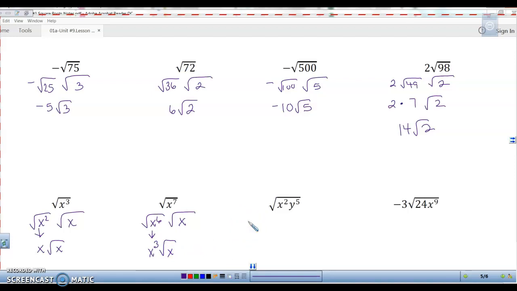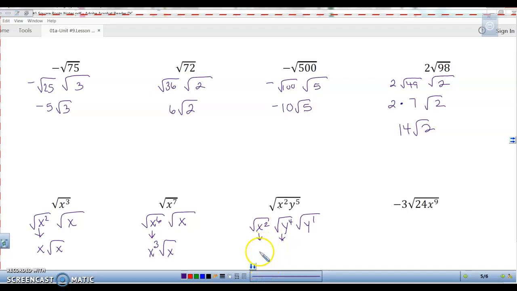Okay. Then we have x squared y to the fifth. Now don't let the extra variable throw you. Is x squared a perfect square? Yes, it is. So we're going to leave x squared under its own radical. Now y to the fifth we want to break down. What's the biggest even exponent that goes into y to the fifth? Well, it would be y to the fourth, times y. So this is a perfect square, and this is a perfect square.